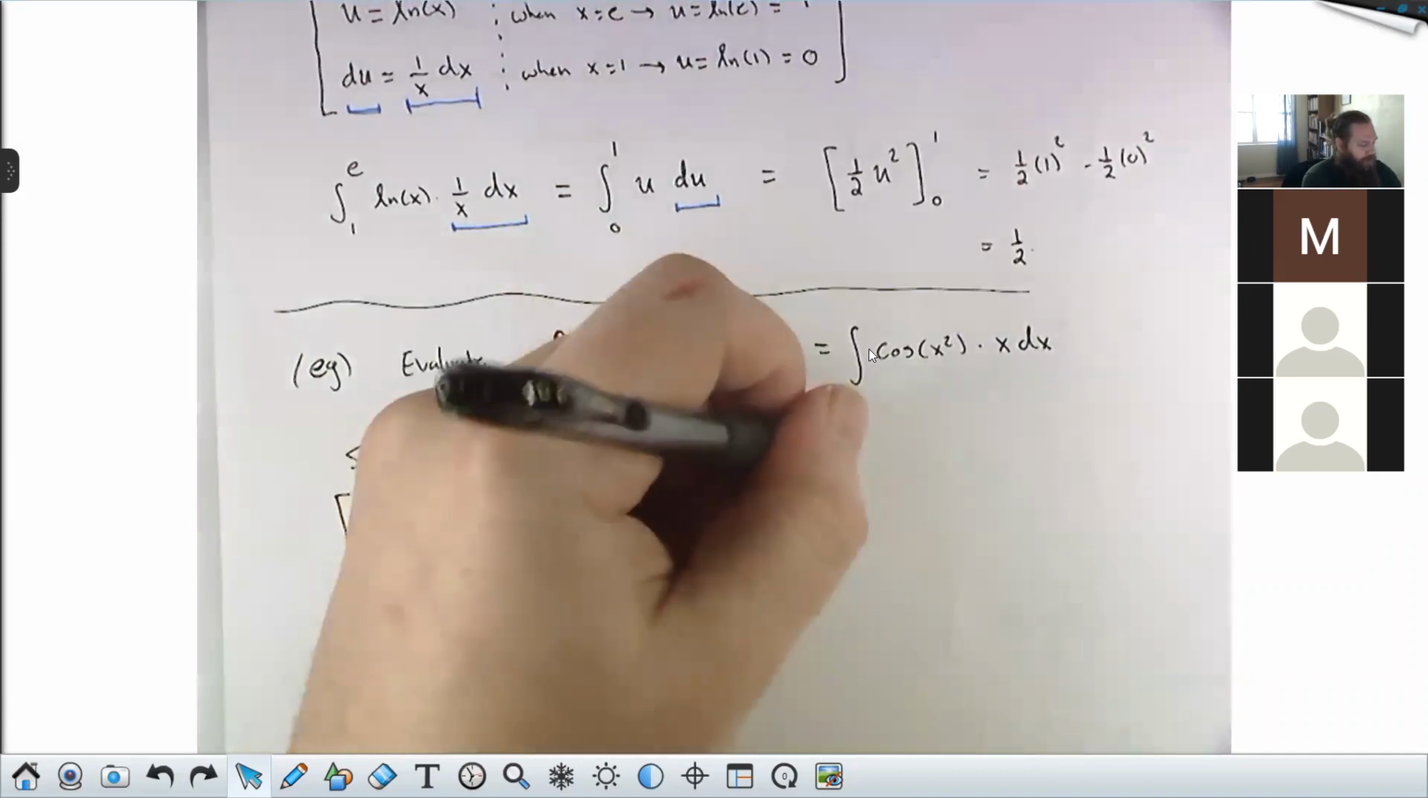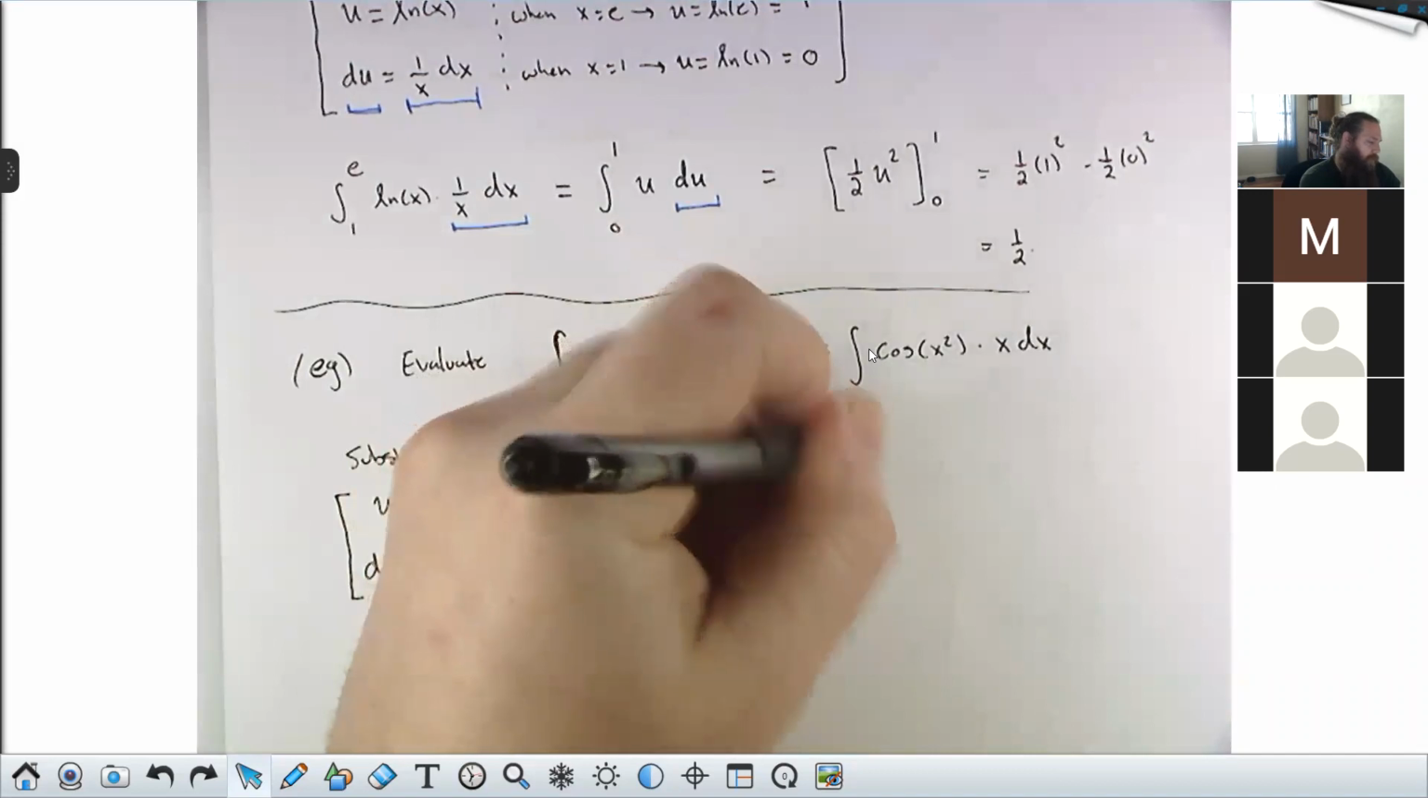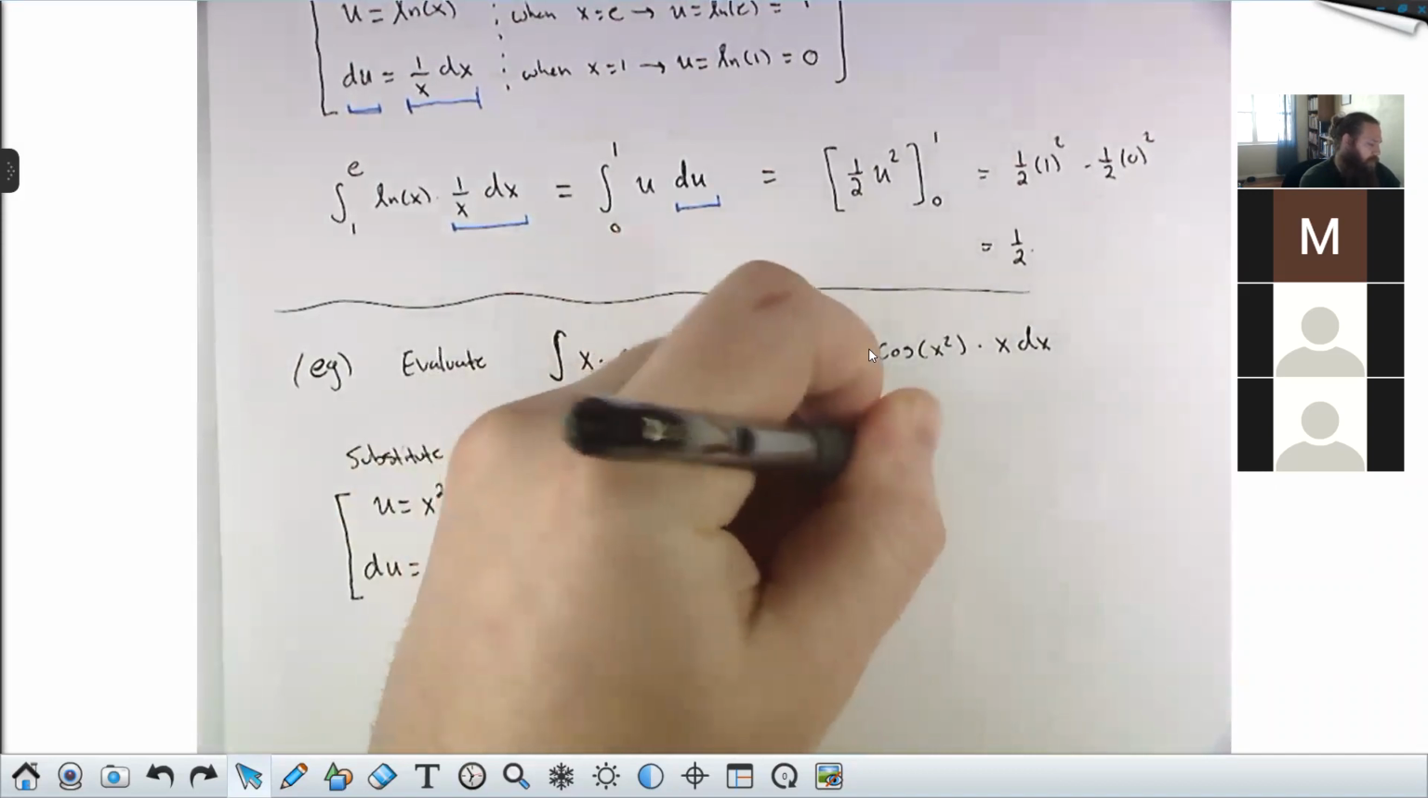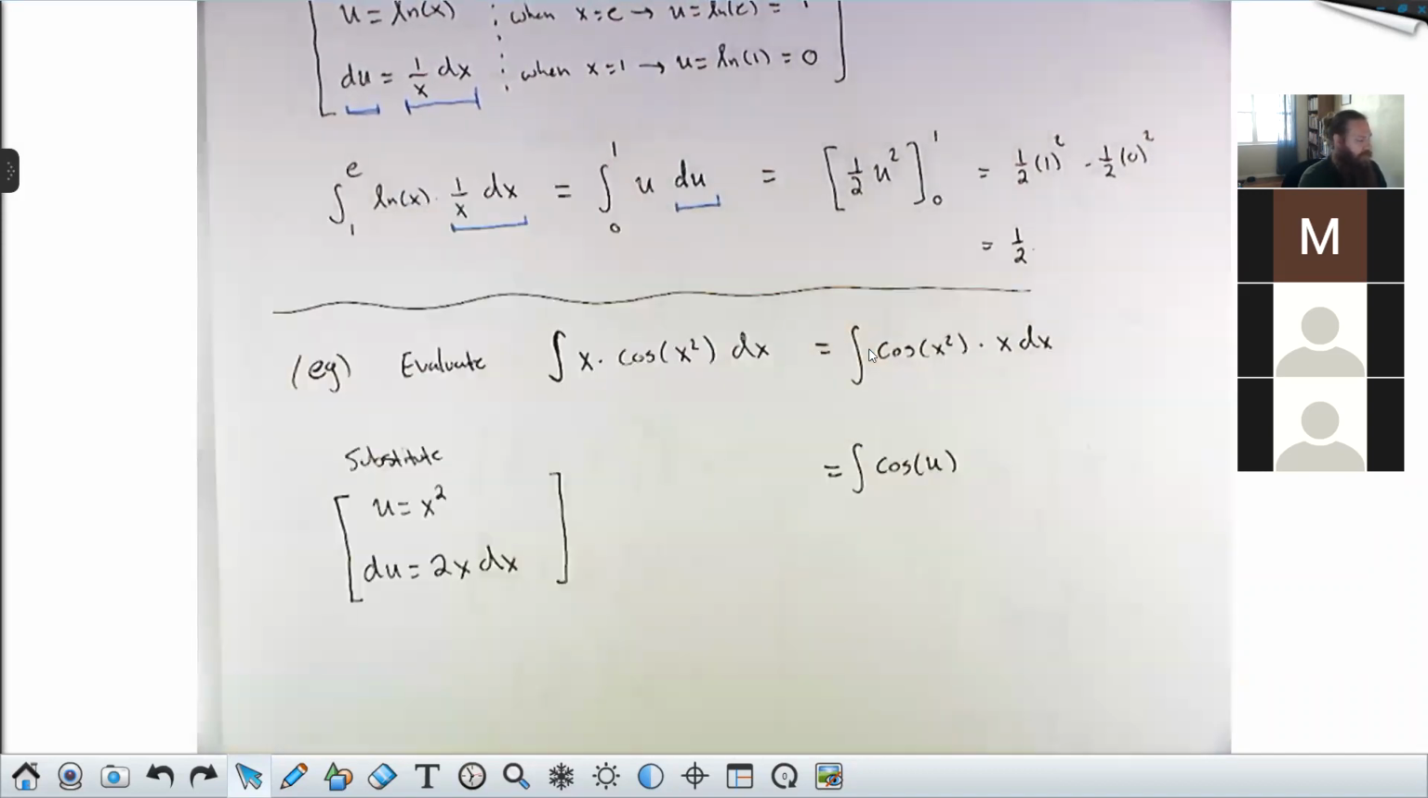If I start trying to plug these things in, I see right here I have a cosine of x squared. That's going to be the cosine of u. But then I have this x dx term over here. I could multiply both sides of this by 1/2 and say, okay, that means 1/2 du is equal to x dx. And then I would replace this by 1/2 du. But I wanted to show you the other way of thinking about it, because that's very similar to what we did up here.